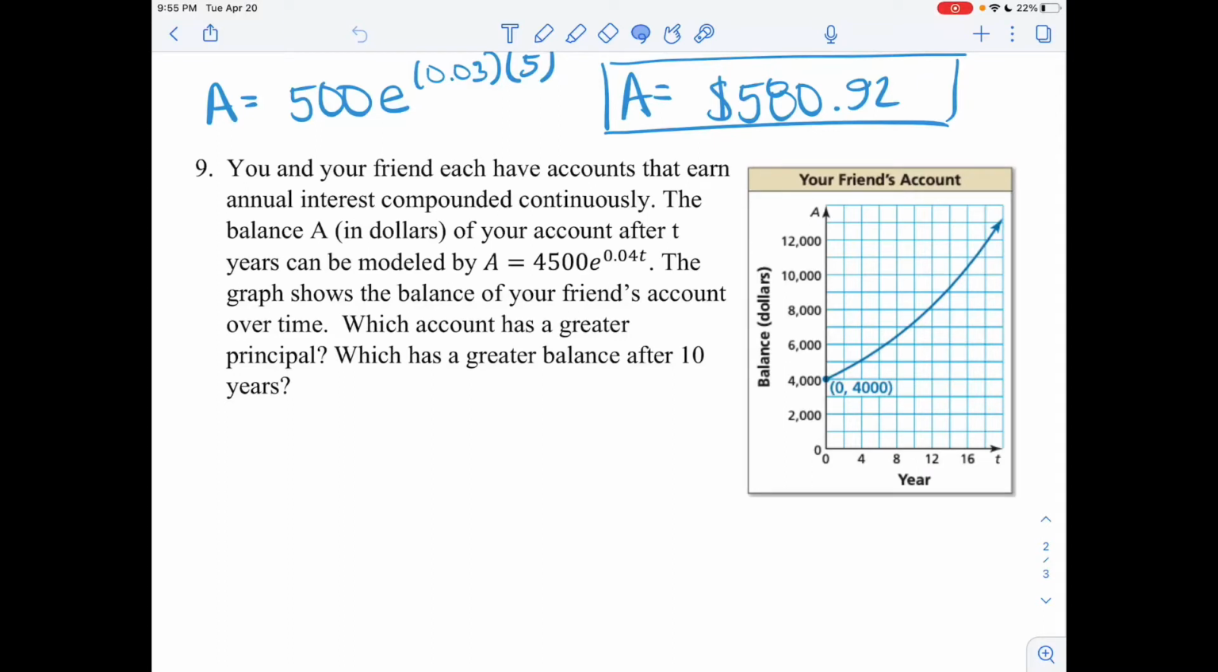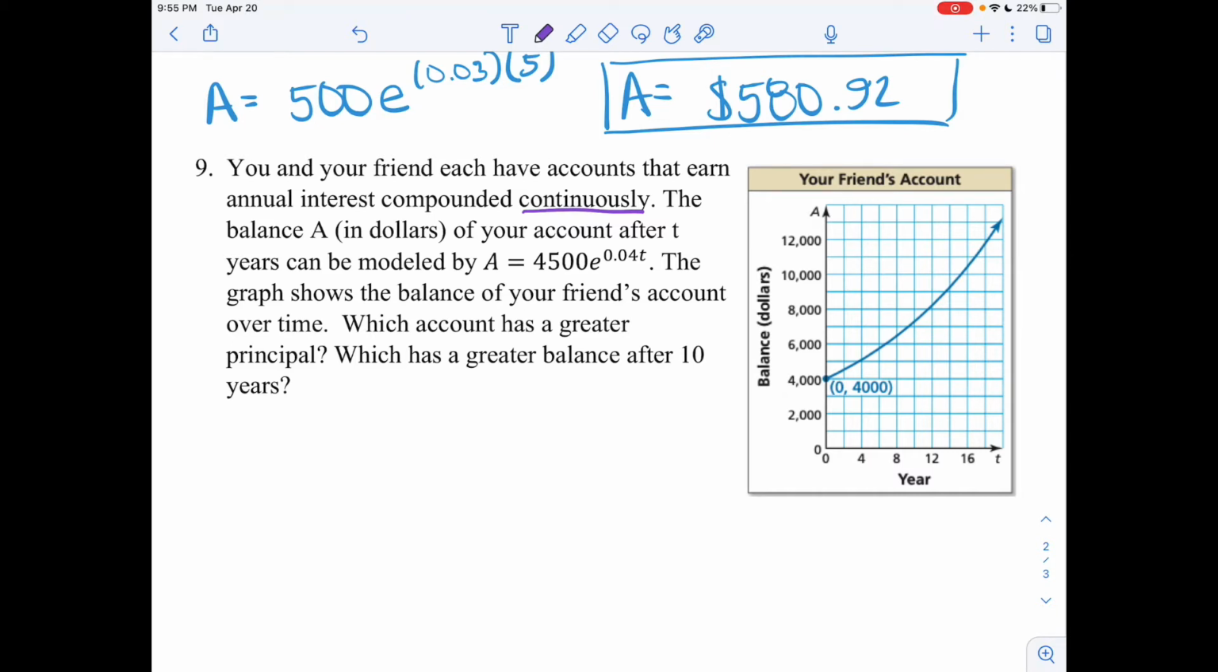Let's look at one final example. So you and your friend each have accounts that earn annual interest that's compounded continuously. Remember that compounded continuously means that we're going to be using our compound interest with our E equation: A equals P times E raised to the RT power.